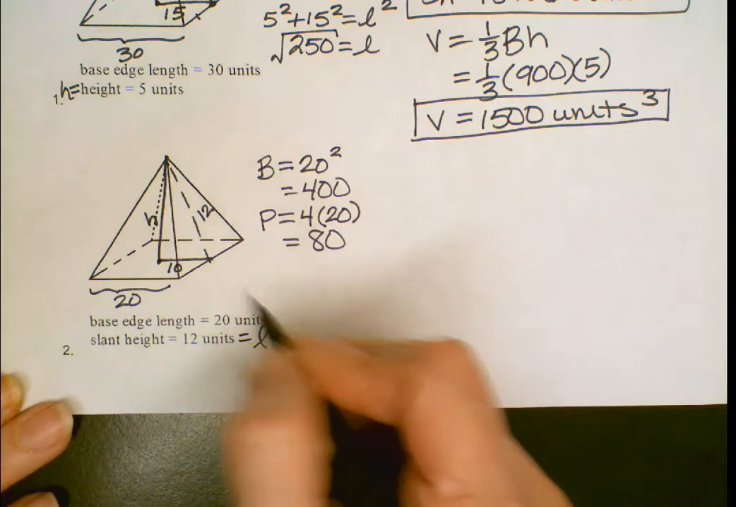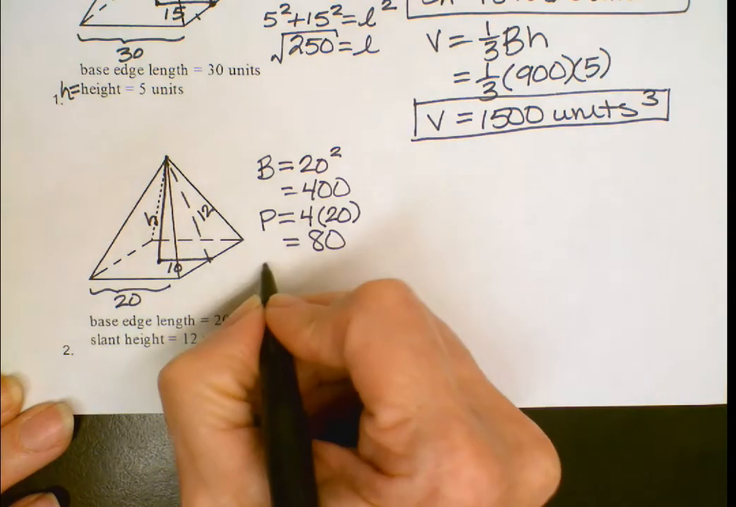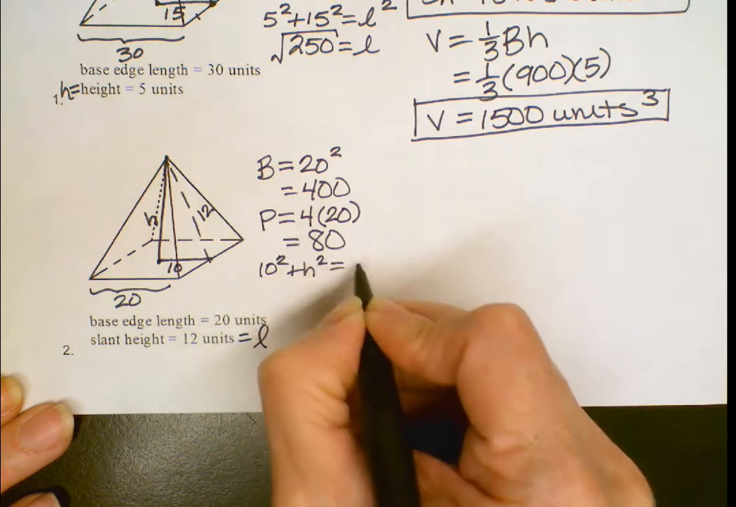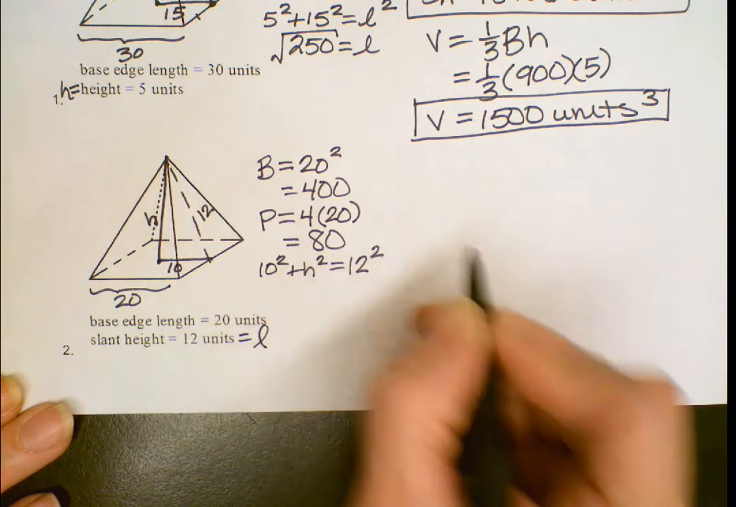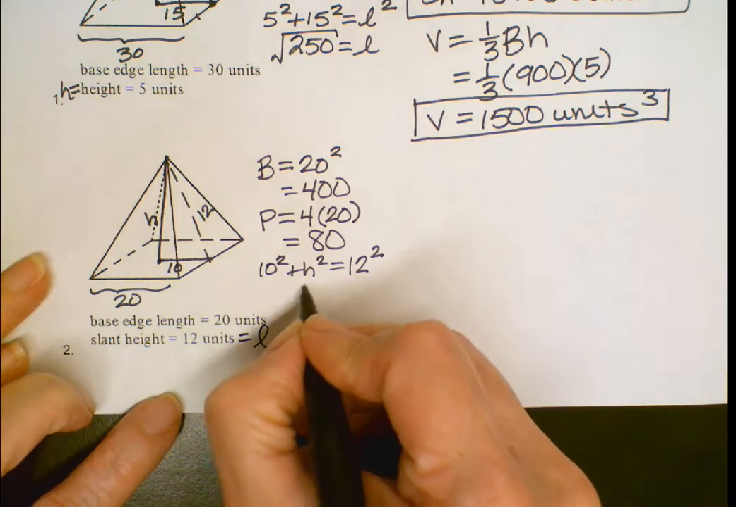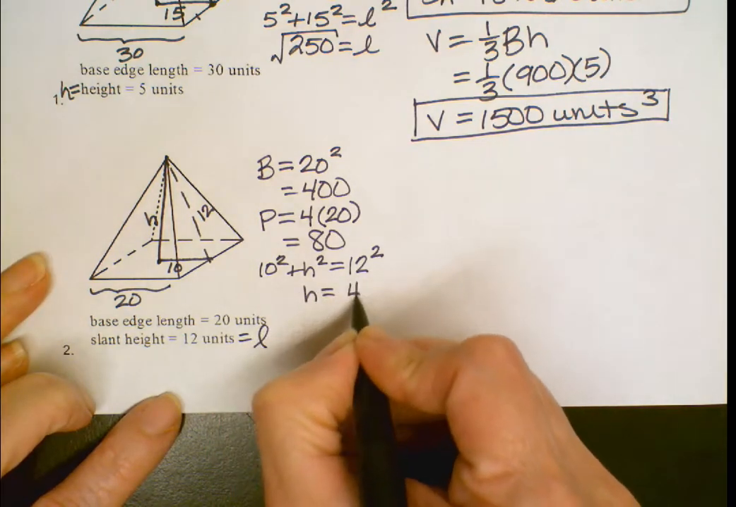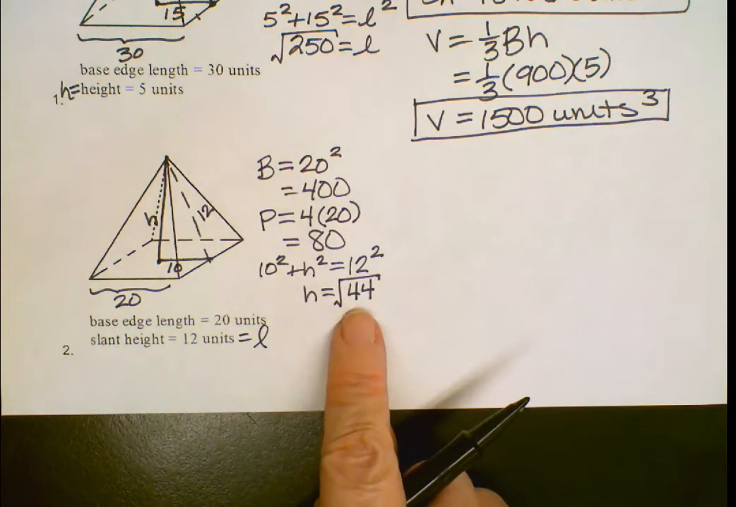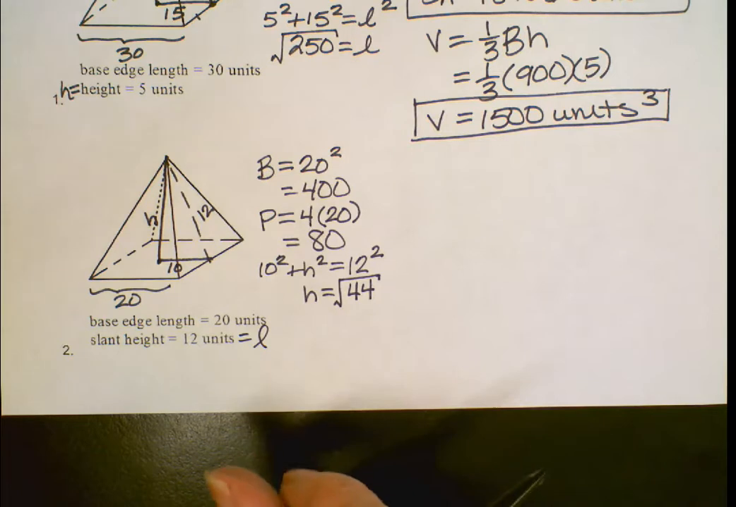And now we're ready to use our Pythagorean theorem. So 10 squared, A squared, plus H squared equals L squared, and L is 12. All right, so 144 minus 100 gives us 44, so H is the square root of 44. There again, it's not the final answer, so I'm not going to worry about rounding it.